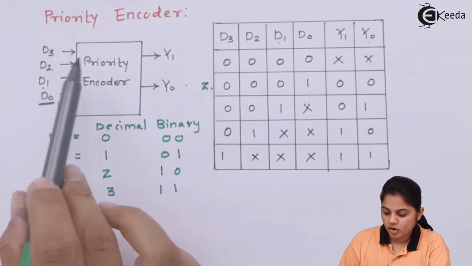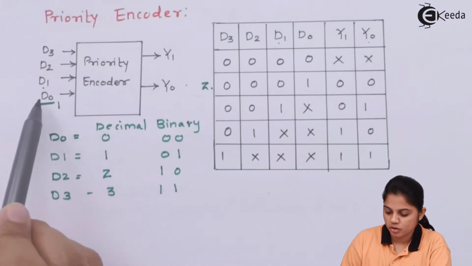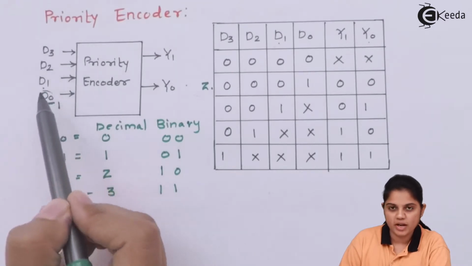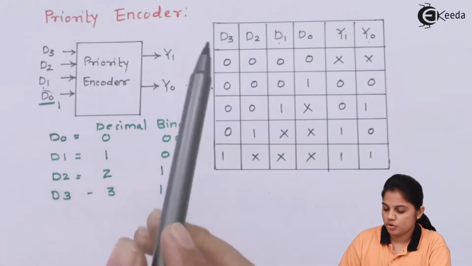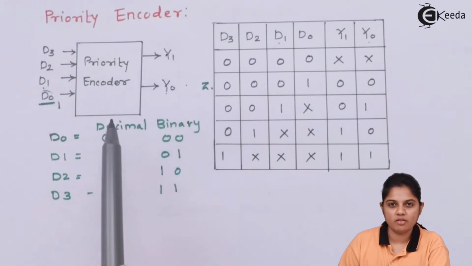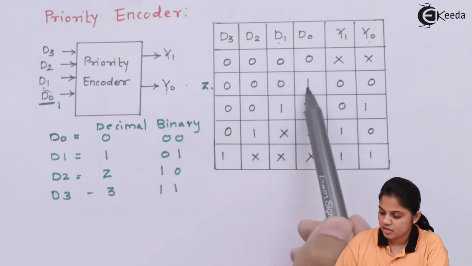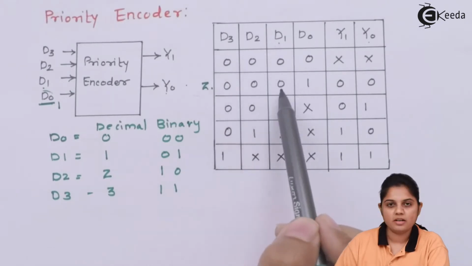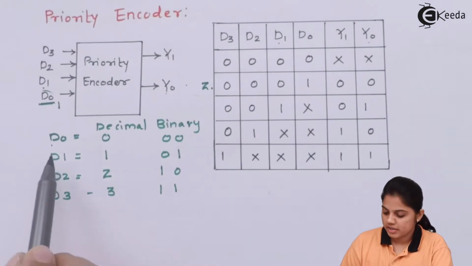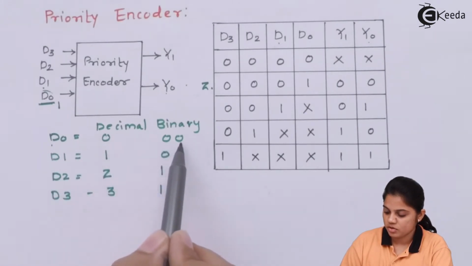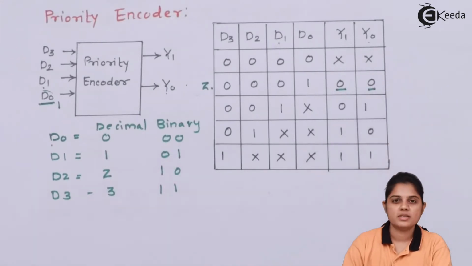So according to the priority, if D0 is equal to 1, that means the priority is given to D0 out of these 4 inputs, then the data which is at the D0 input should get produced across Y0 and Y1. Now here if you see this second line, D0 is equal to 1, other inputs are low, that is 0, 0, 0, that means D0 is the priority. So the data for D0 should get produced, and that is nothing but 0, 0. It's decimal 0 and binary 0, 0. So here your output is equal to 0, 0.